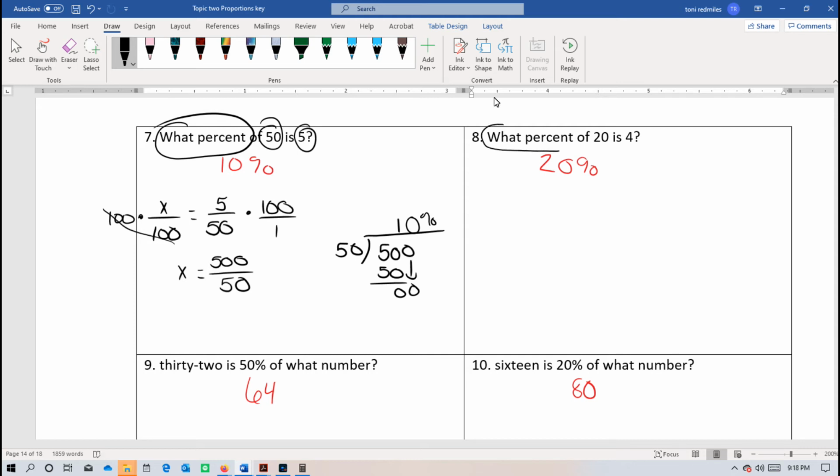Looks like this is our last what percent. So x over 100, what percent of 20, what percent of the total 20 is the part of 4? All right, again, got to multiply both sides by 100, which gets that x by itself, and it's going to give me 400 over 20.